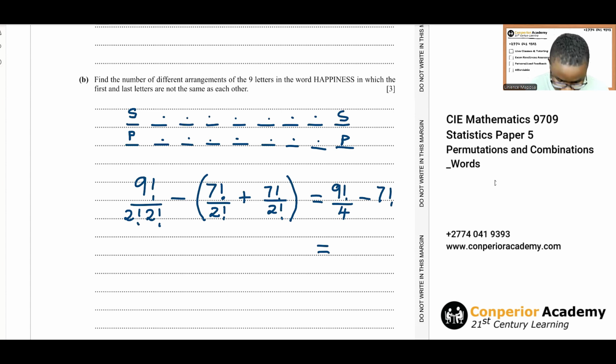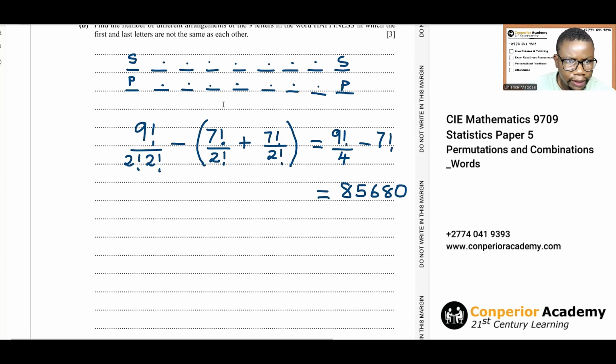But then we can say, what is 9 factorial, which we calculated above anyway, divided by 4, minus 7 factorial. So I'm getting 85,680. So 85,680 different ways of arranging the letters in the word happiness and not having the first and last letters being the same. Okay, so this is how you calculate it.